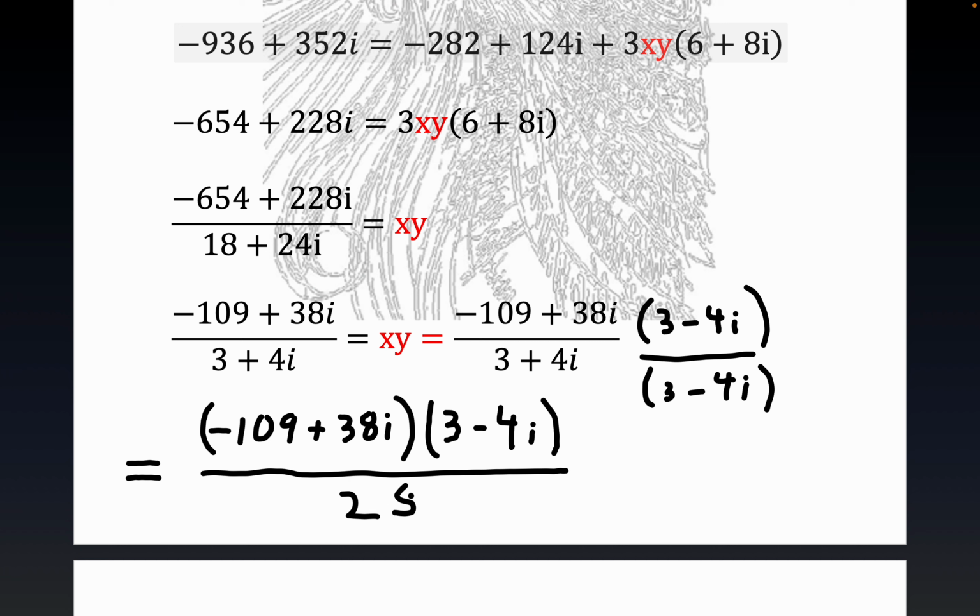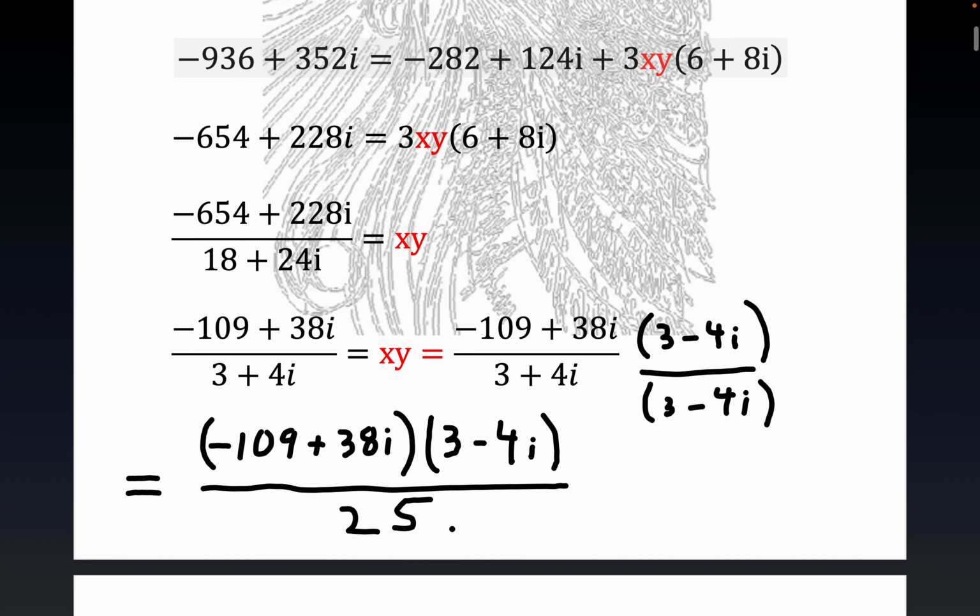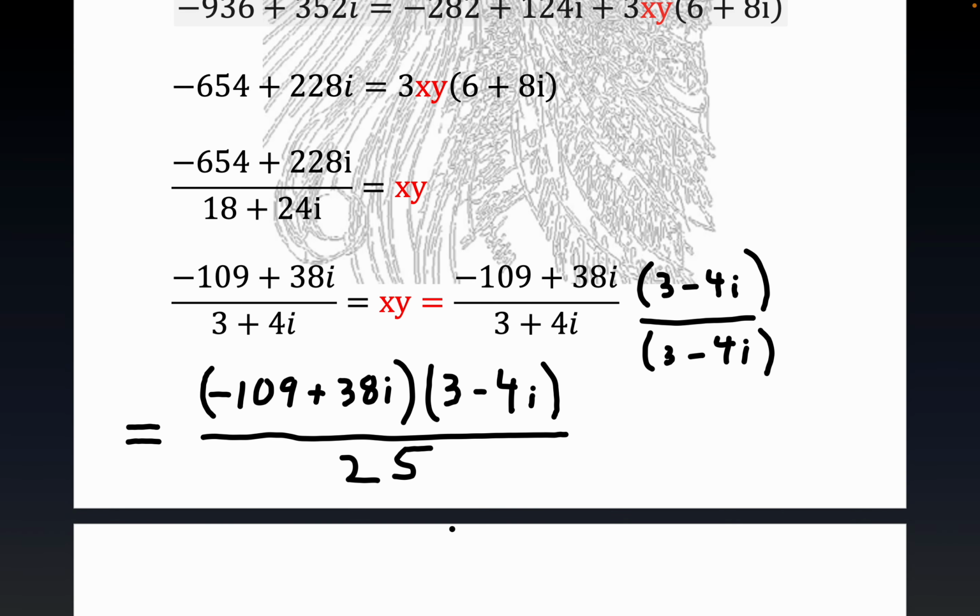Now that's the whole justification for multiplying through by the conjugate, because what happens here: 3 times 3 is 9, right? But 4i times 4i is 16i squared, which is minus 16, but this minus sign makes it plus 16. So you see the denominator here is equal to 9 plus 16, which is the result of this product, 3 plus 4i times 3 minus 4i.